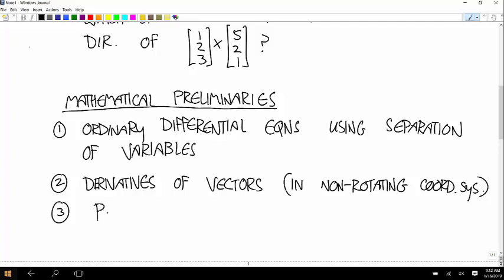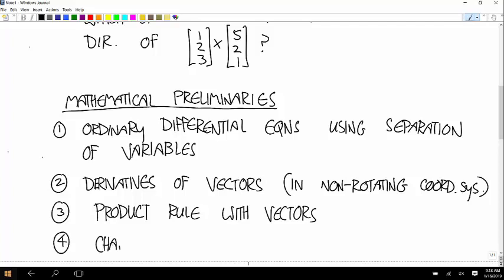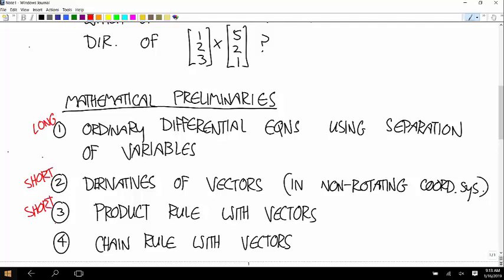And then the product rule with vectors, and the chain rule with vectors. Okay, so this first part is not really going to be that long, but we'll spend the most time on it, and then all of these others are going to be really short. And once we're done with these, we'll be able to go on to some dynamics finally.